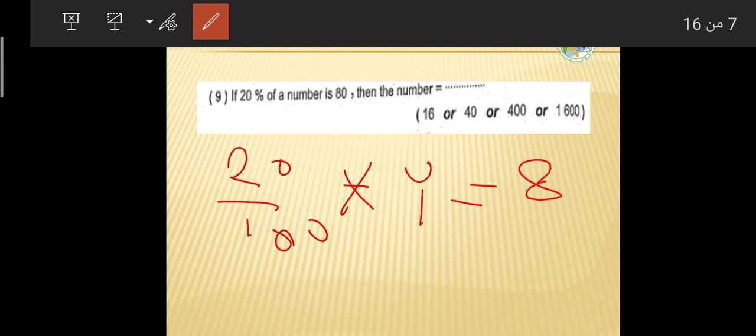Number 9, 20% of a number is 80. Then the number is what? 20% meaning 20 over 100 of a number is 80. So 20 over 100 times the number, say number y, equal 80. Then y is what? The number is what?